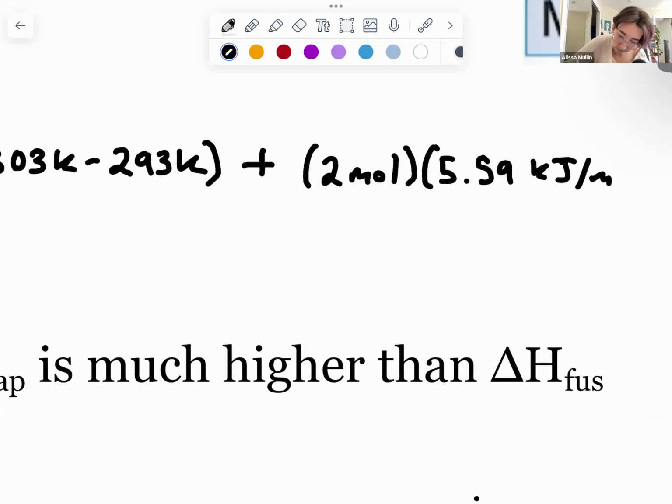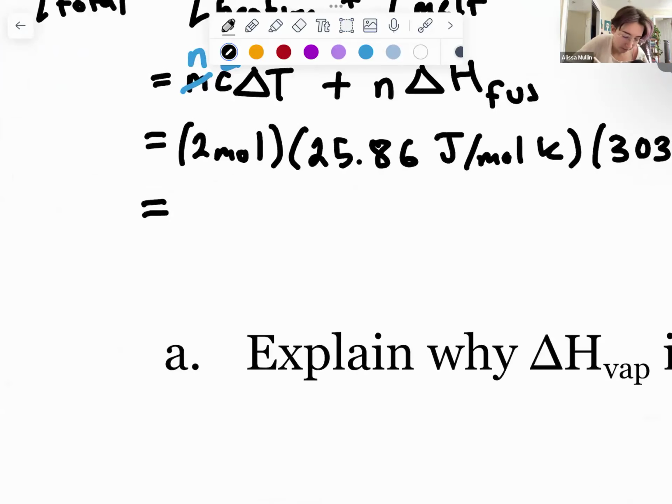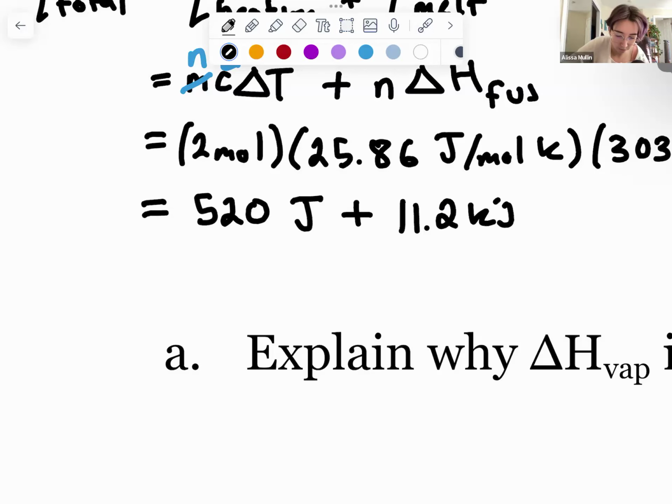And then using my provided heat of fusion. So again, be careful about units. What you get out here is 520 joules. And my heat of fusion is in kilojoules per mole. So I have 11.2 kilojoules.